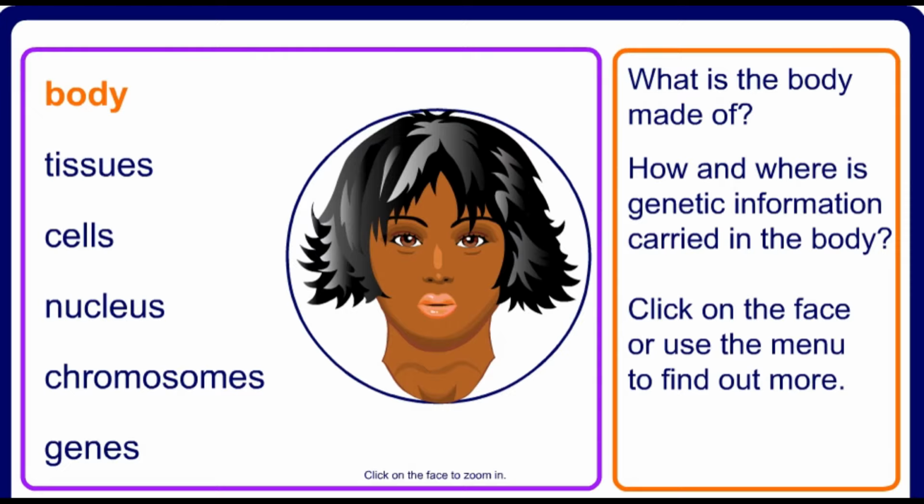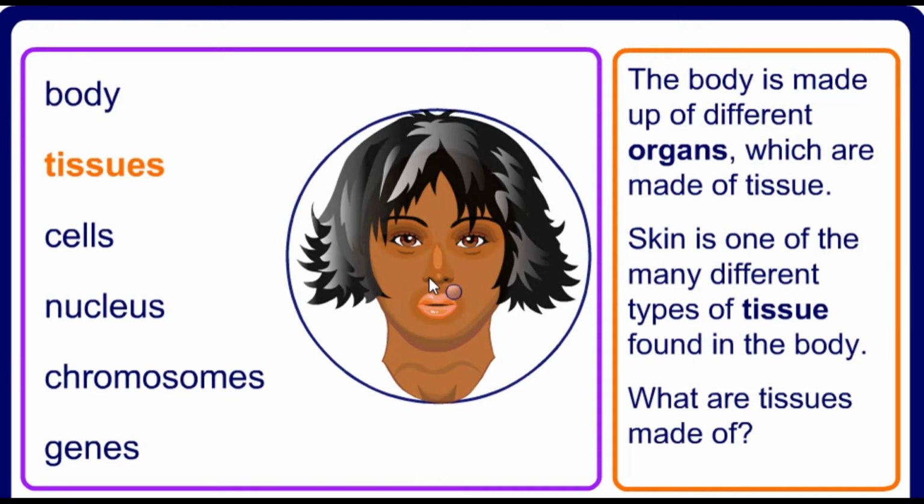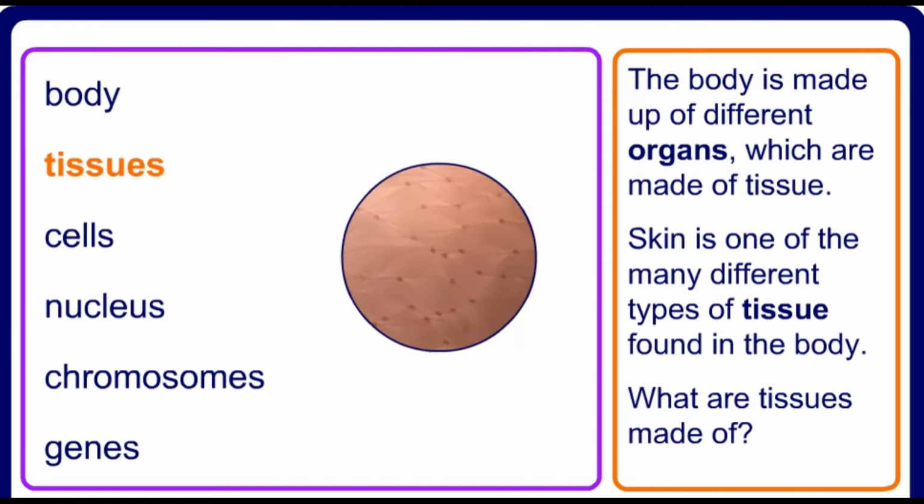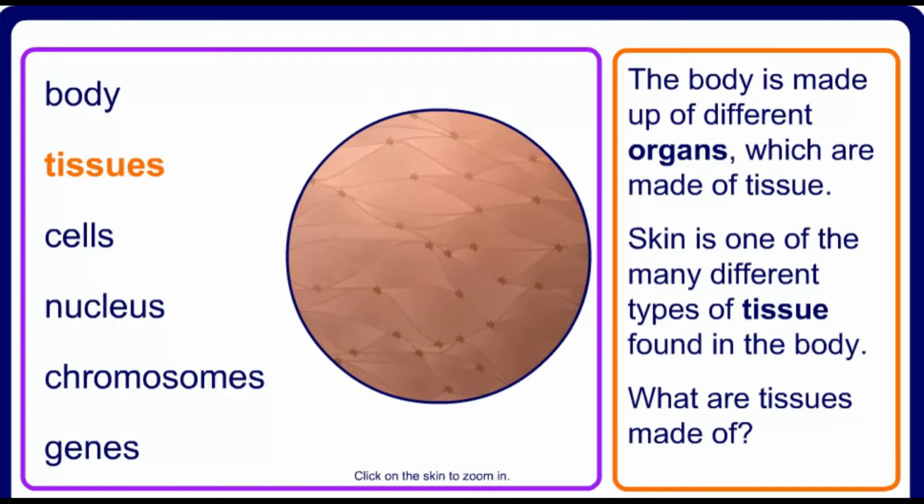Made of? Baka nagtataka ka kung saan ba gawa ang katawan ng tao. So we are going to find out how and where is the genetic information carried in the body. So let's start. From your previous levels, you already know that the body is made up of different organs. And from these organs, these are made up of tissues. Skin is one of the many different types of tissues in the body.